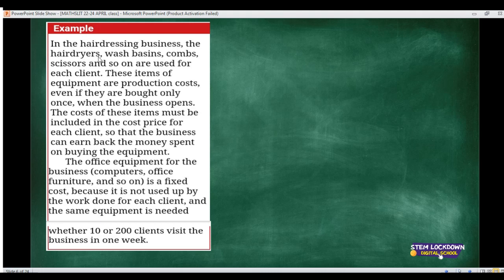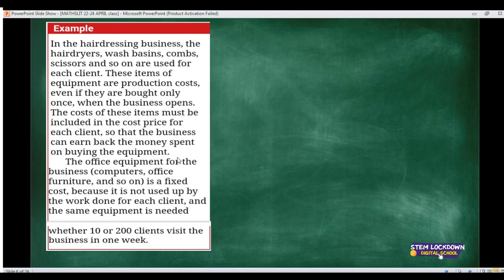So these things, like you see, the hair dryers, the scissors, and so on, are used for each client. These items of equipment, so these are equipment, as you can see, they are production costs, even if they are bought only once. So they may be bought only once, but they are production costs because they are used in producing whatever product or service. So the cost of these items must be included in the cost price for each client, so that the business can earn back the money spent on buying the equipment.